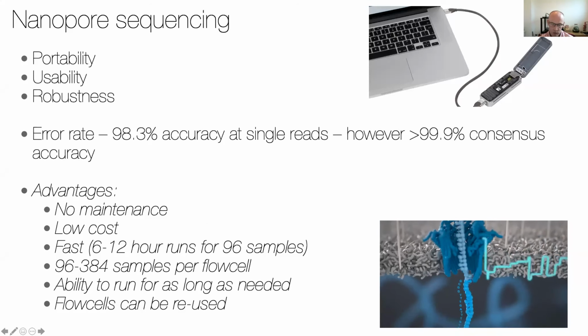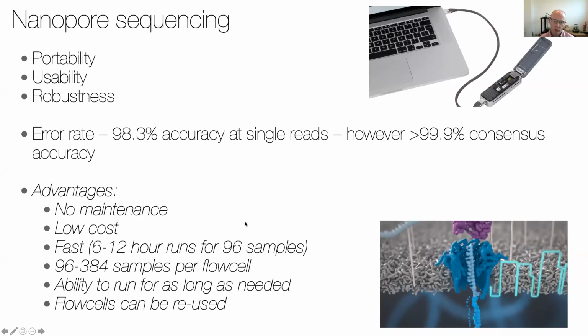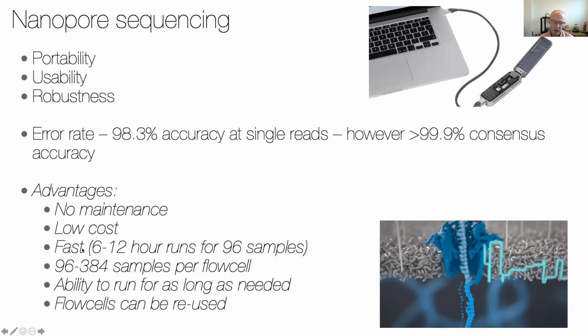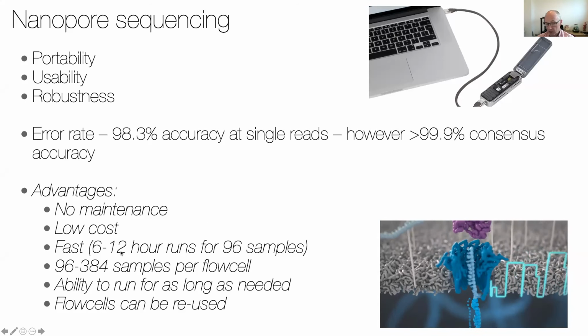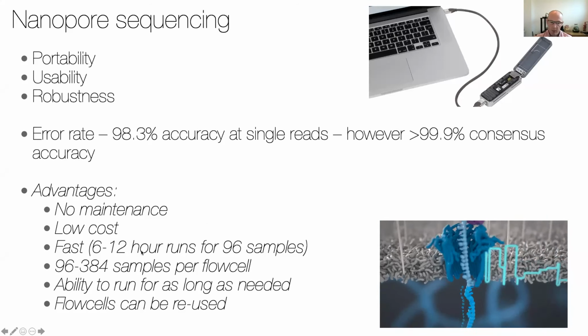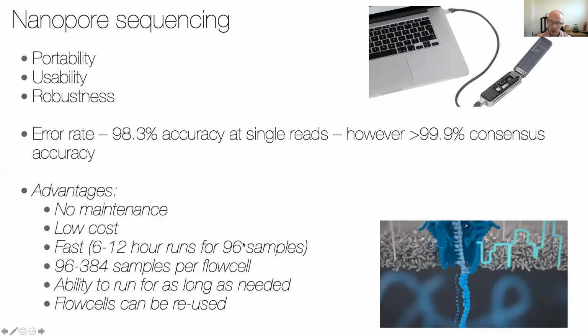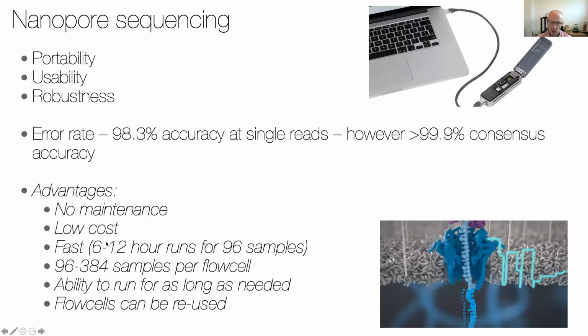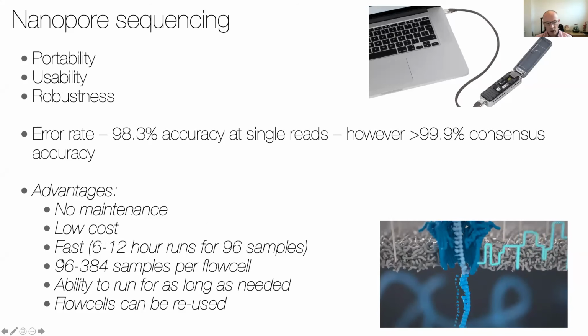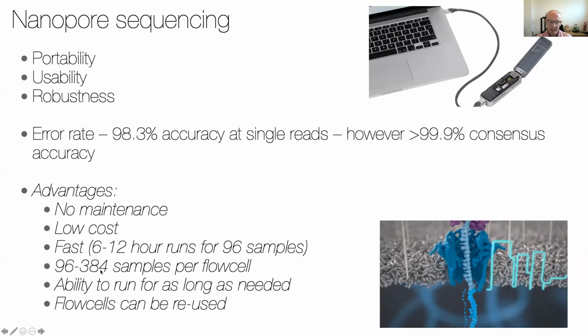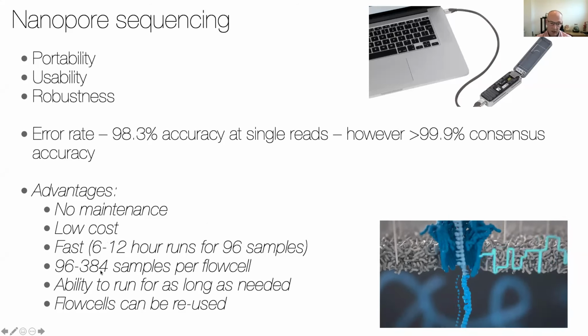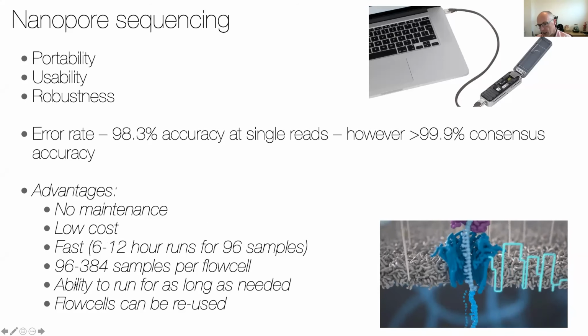be very fast runtime. So from loading the sample onto the machine, it can be anything from 2 hours to 12 hours, depending on the number of samples. For 96 samples, you would typically run between 6 to 12 hours. We can run 96 to 384 samples in an individual flow cell. And you can run the flow cell for as long as you want.